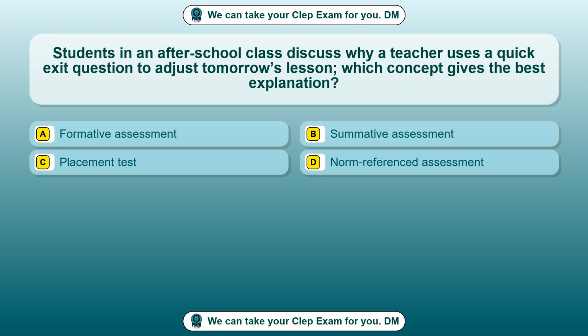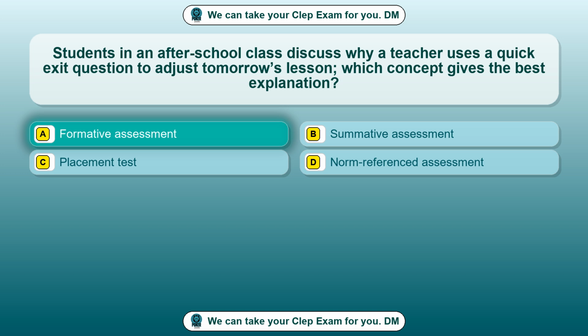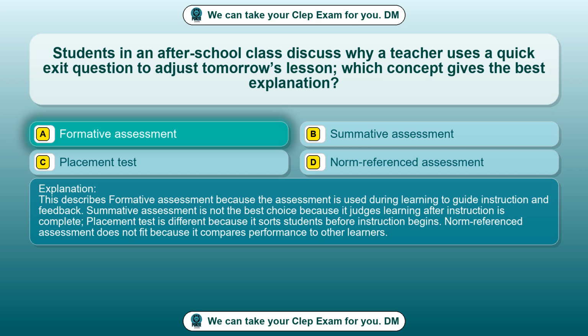Question 52. Students in an after-school class discuss why a teacher uses a quick exit question to adjust tomorrow's lesson. Which concept gives the best explanation? Option A, formative assessment. Option B, summative assessment. Option C, placement test. Option D, norm-referenced assessment. The correct answer is option A, formative assessment. This describes formative assessment because the assessment is used during learning to guide instruction and feedback.